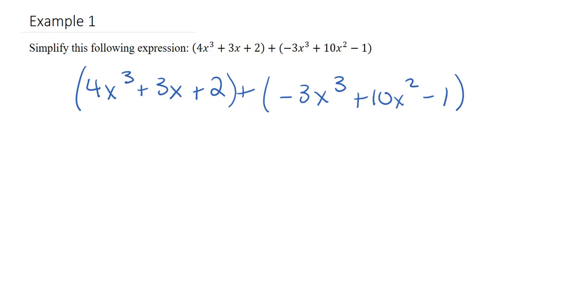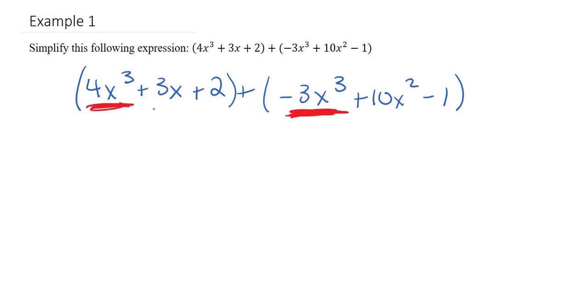So what does that really mean? Well, when we look at this, we have the variable x to the third, we have x squared, and then we just have numbers. So we can only add the ones that are exactly the same. So notice we have an x to the third there, or x cubed. And notice we also have one right here. So we can actually add these together. So I'm going to put them under red to understand that we're going to add those two together.